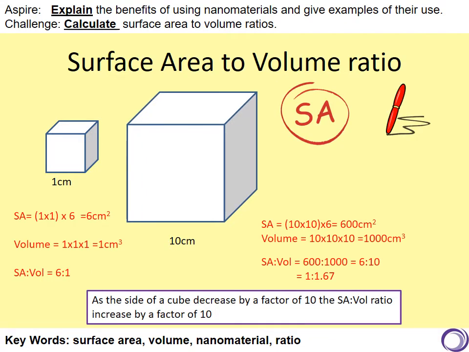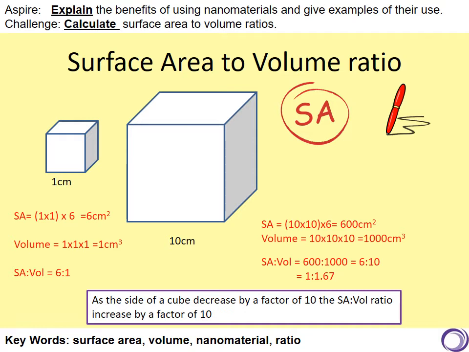Okay, for the small cube on the left then, you can see that the surface area is 6 centimetres squared and the volume is 1 centimetre cubed. That gives us a surface area to volume ratio of 6 to 1. For the large cube then, the surface area is 600 centimetres squared and the volume is 1000 centimetres cubed, and its surface area to volume ratio is 6 to 10.